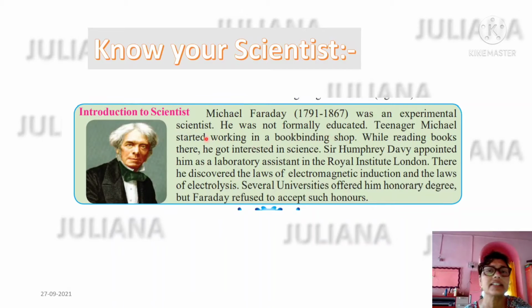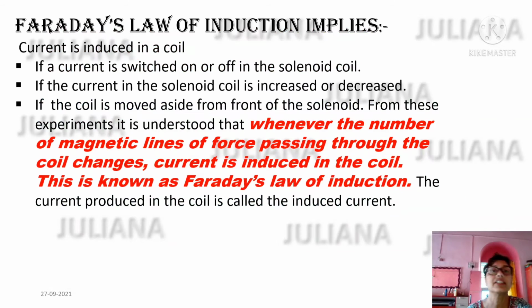Let's know a scientist now. Michael Faraday was an experimental scientist. He was not formally educated. Teenage Michael started working in a book binding shop. While reading books, he got interested in science, and it was Sir Humphry Davy who appointed him as a laboratory assistant in the Royal Institution of London. There he discovered the laws of electromagnetic induction and the laws of electrolysis. Several universities offered him honorary degrees, but Faraday refused to accept such honors.